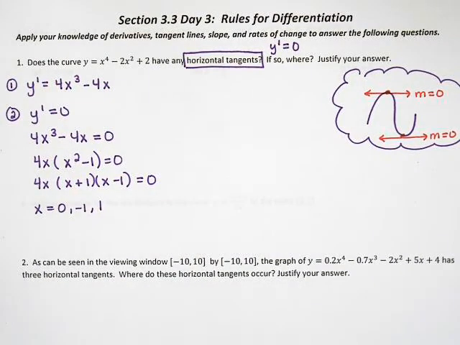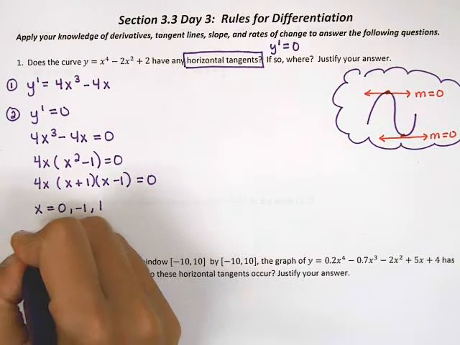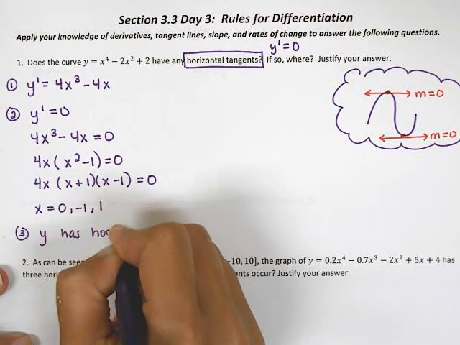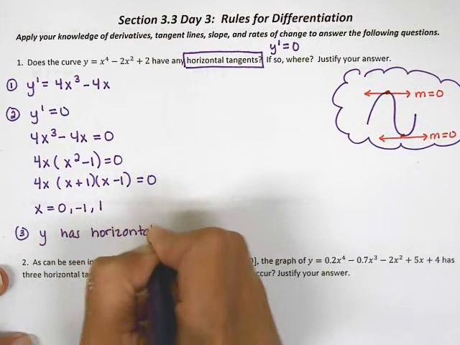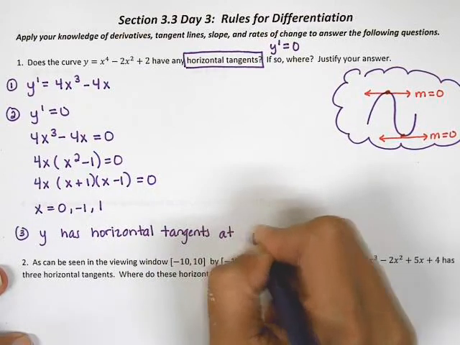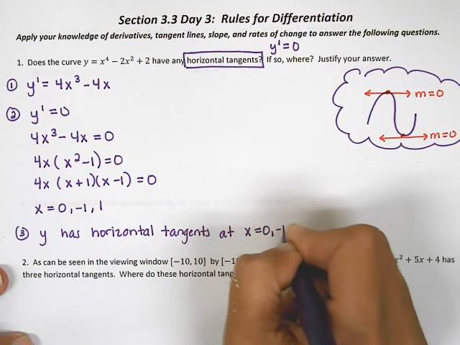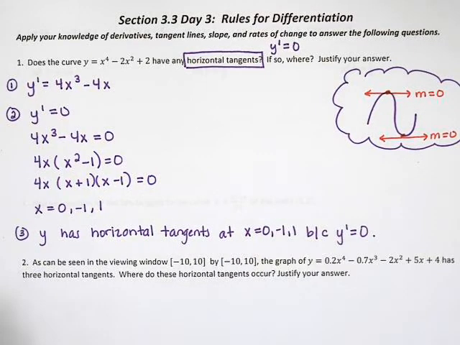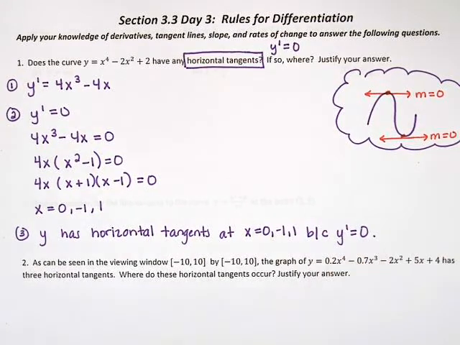So, do we have any horizontal tangent lines? Y has horizontal tangents at x equals 0, -1, and 1 because y prime equals 0. When it says justify your answer, please keep in mind you always need to justify it using mathematical terminology. So saying y prime equals 0 is the math reason why this would be true.